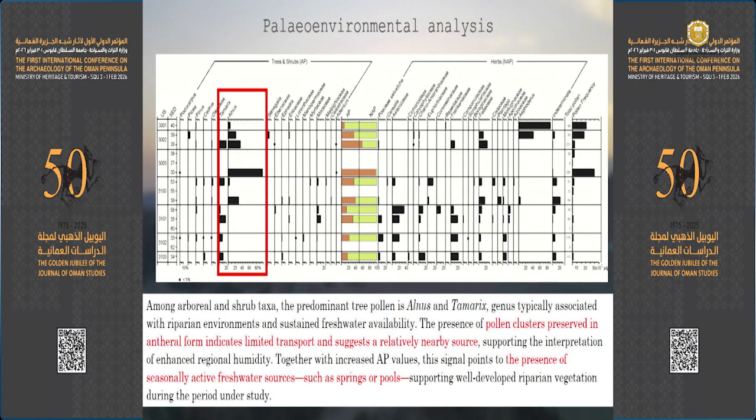So the species that we found are species like Tamarix, but also Alnus pollen, which is quite surprising. And both of these species suggest that there was a relatively near water source. In the case of the Alnus, we also found the pollen in the anther form. Then it means that the plants should not be so far away from the site.